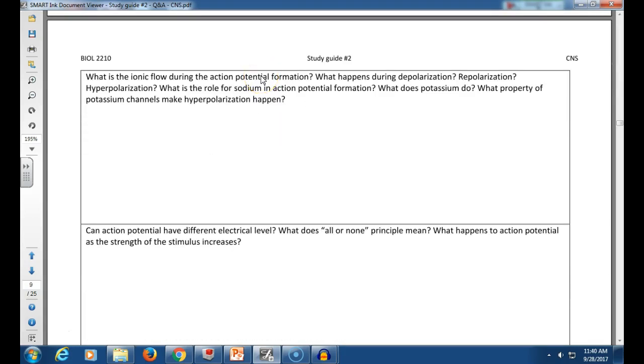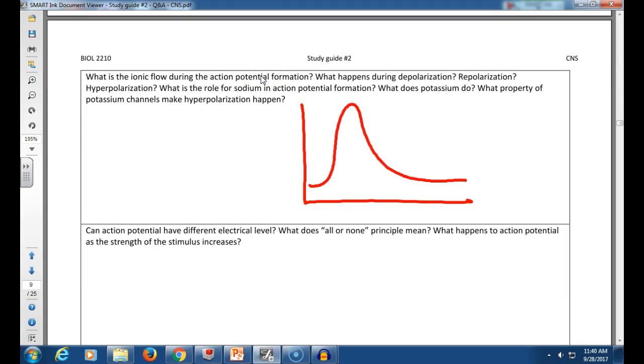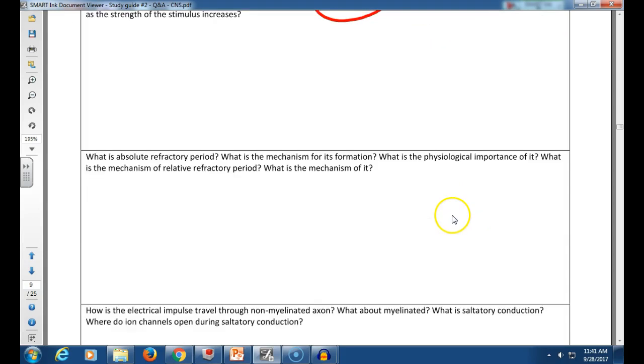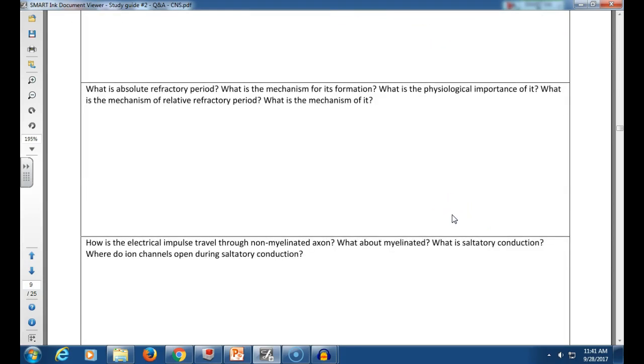Ionic flow. That graph: depolarization, repolarization, hyperpolarization. Which ions are responsible for each step? What is the absolute refractory period and the relative refractory period? Understand the idea of all or none. There's no difference in value, only frequency. Here, potassium channels are slow, that's why hyperpolarization. Absolute refractory period, well, covered it.